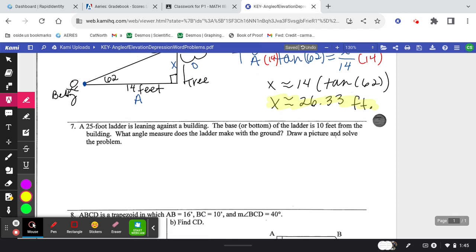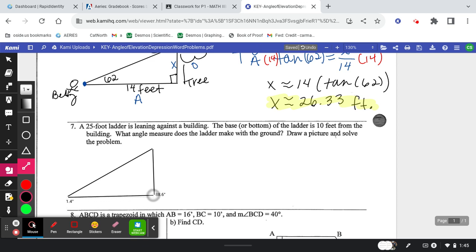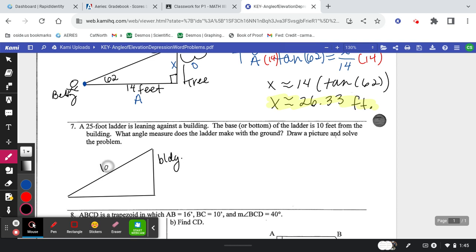All right, last one. A 25-foot ladder is leaning against a building. The base or bottom of the ladder is 10 feet from the building. So building, ladder, base. Okay, so this says the base of the ladder is 10 feet from the building. And this says, what angle measure?